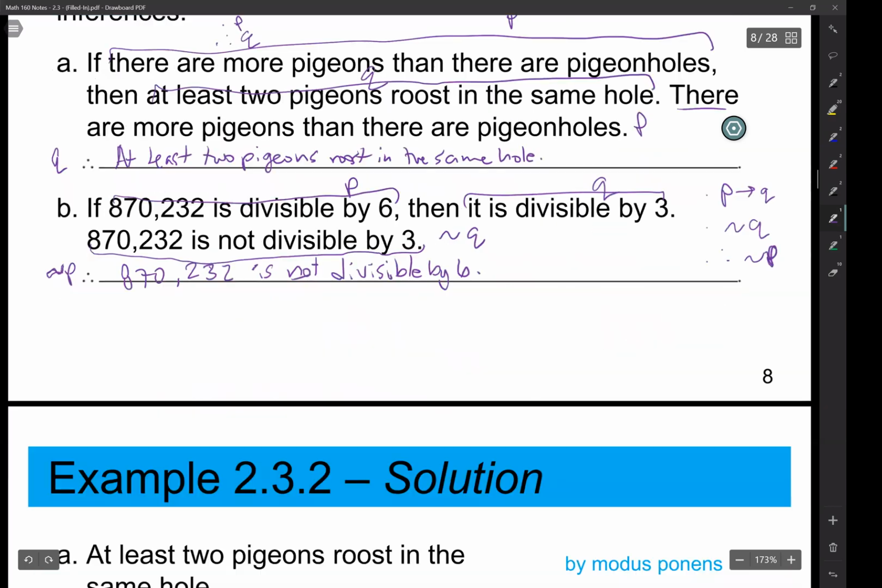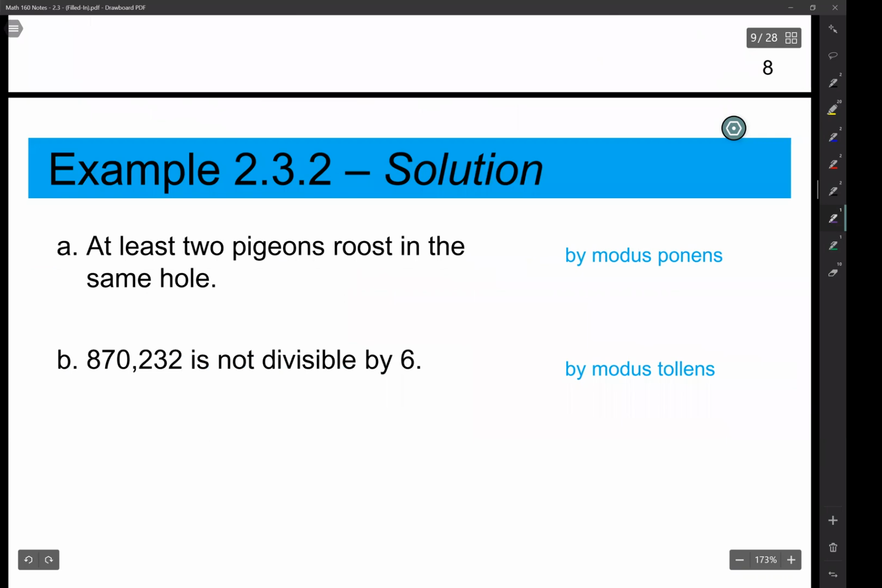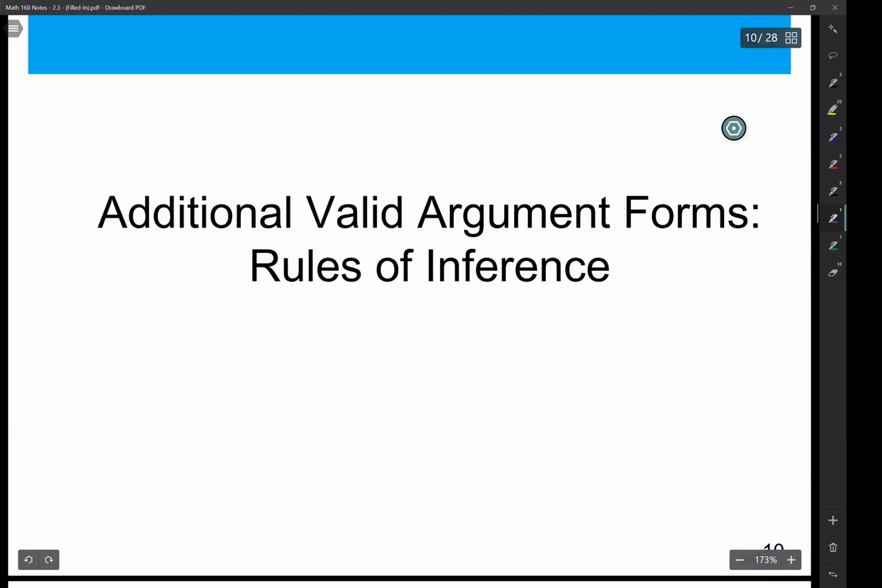Okay, so modus tollens is just the contrapositive version of modus ponens. Yes, and we have the answers there. So this is the same thing.